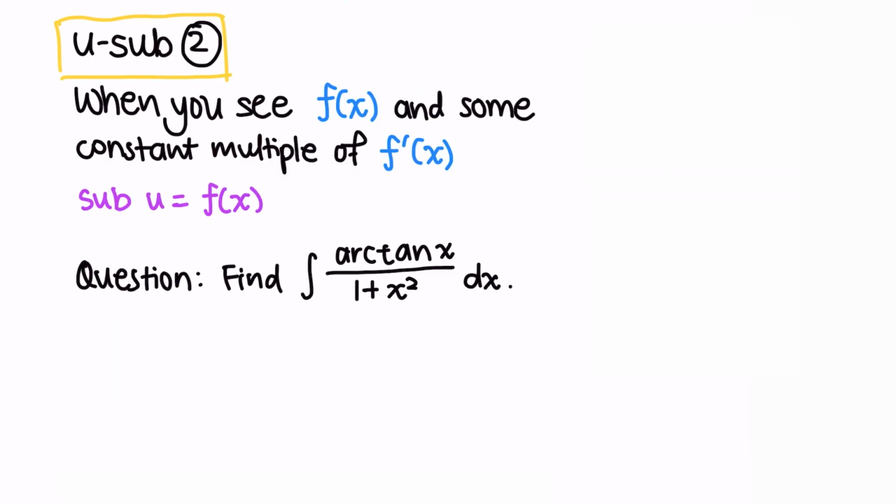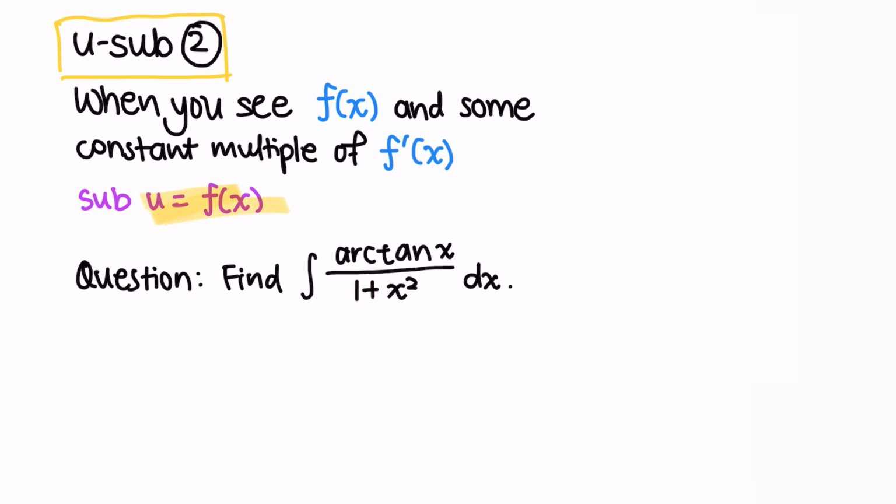Now let's look at our first question. Find the integral of arctangent x over 1 plus x squared. Oh no, this looks a bit difficult. But I want you to remember something. The derivative of arctangent x is 1 over 1 plus x squared. So we see f(x) as arctangent x and f prime of x over here as 1 over 1 plus x squared.